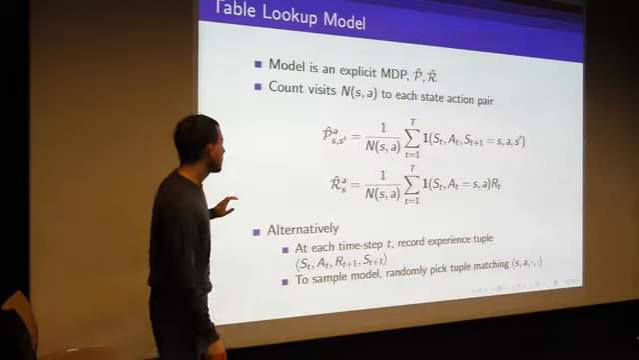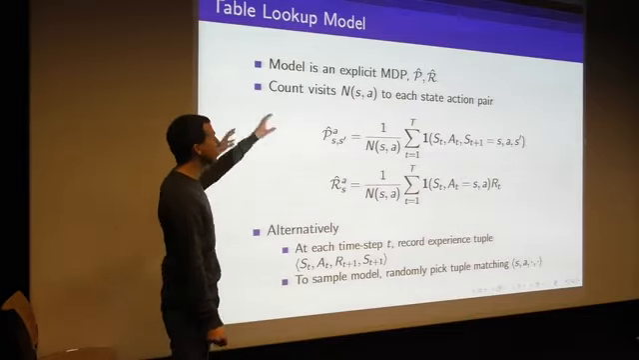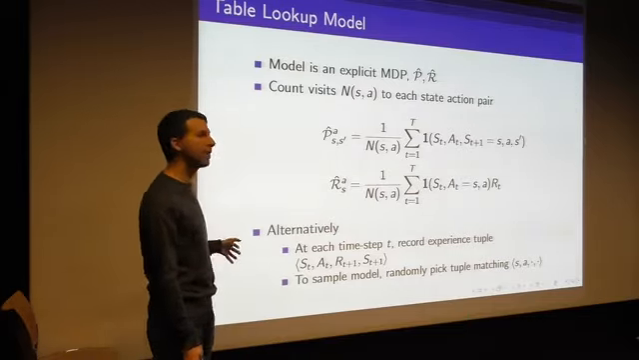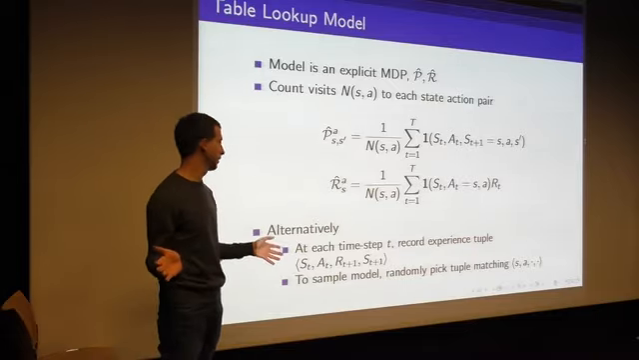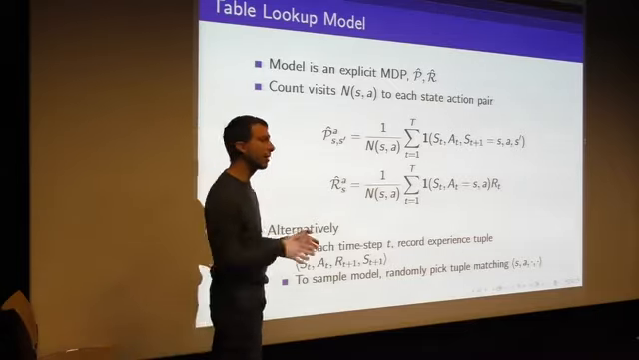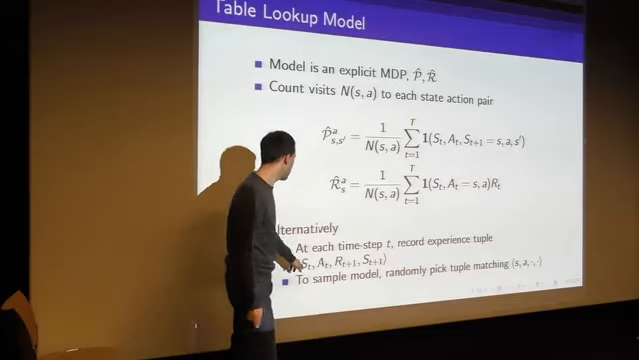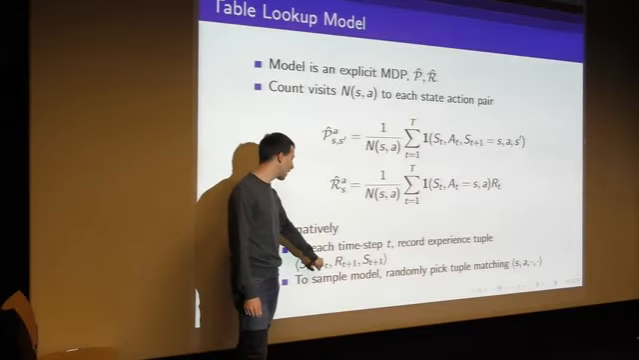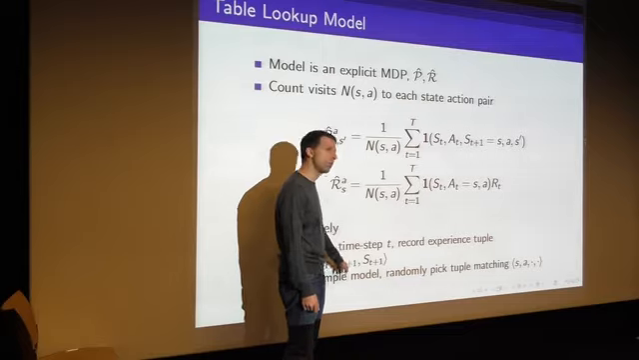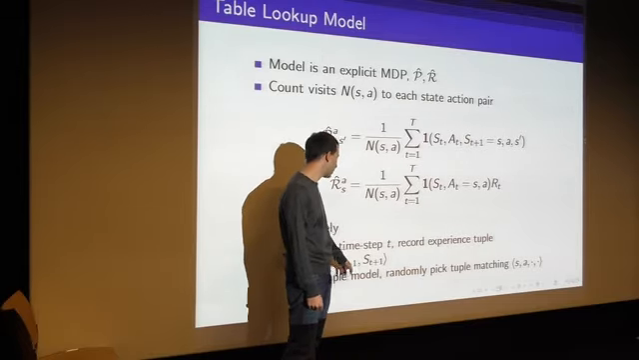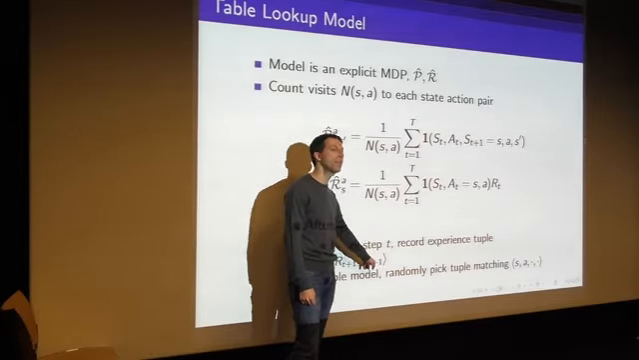So, is that clear, first of all? Good. But there is an alternative way to set up the same model, and the alternative is to basically just remember things. So you can just record the experience that you've seen so far. So you can just record that when I was in state S_t and took action A_t, I observed reward R_{t+1}, and I observed that I ended up in state S_{t+1}.